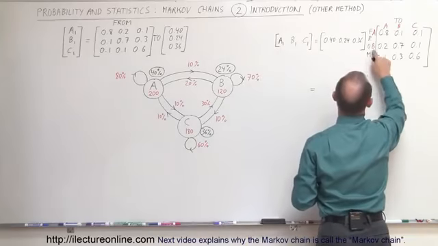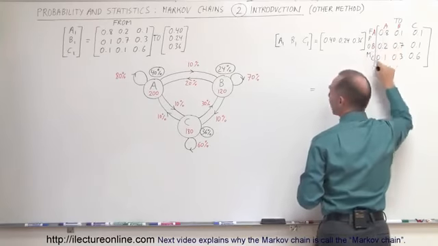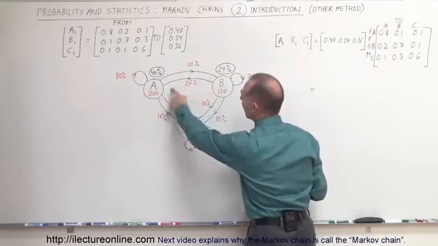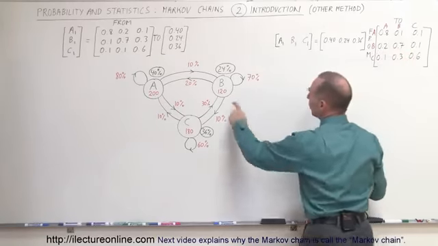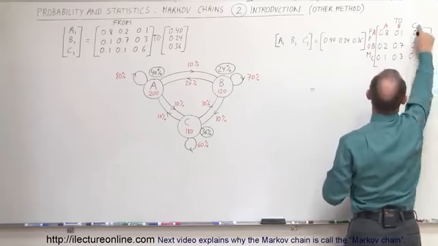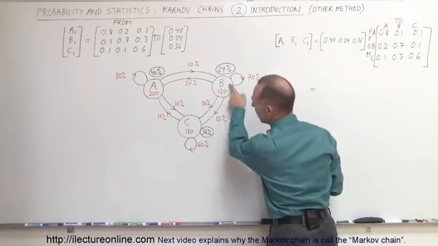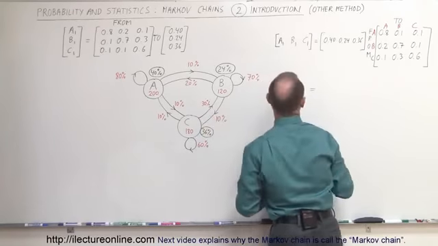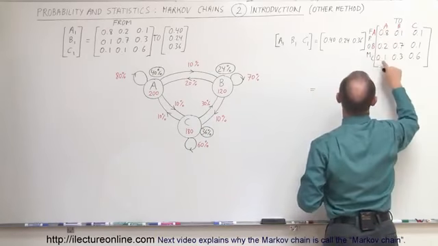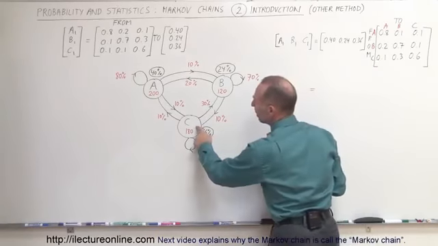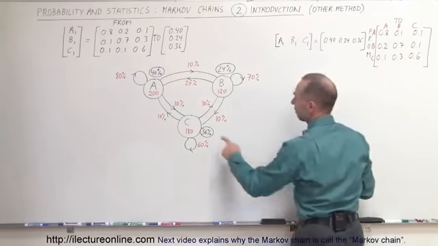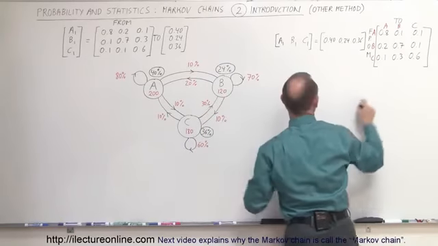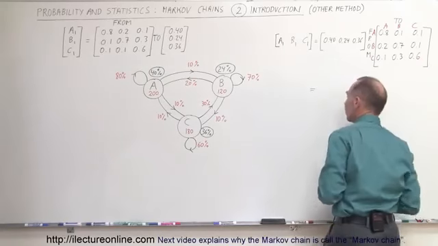Now, from B to A is 20%, does that match? From B to A, 20% right here. From B to B is 70%, we know that. And from B to C is 10%. Now, from C to A, 10%. So from C going to A, that's 10%. From C to B is 30%, that's correct. And from C to C is 60%.